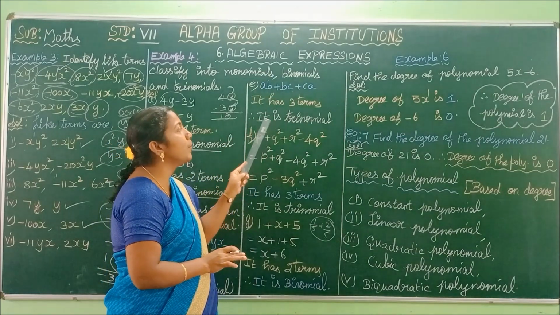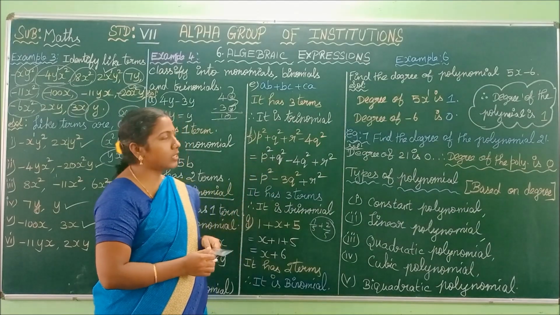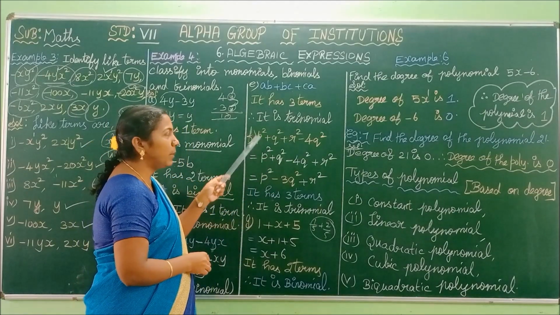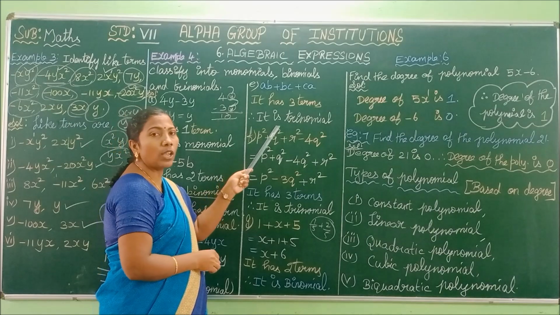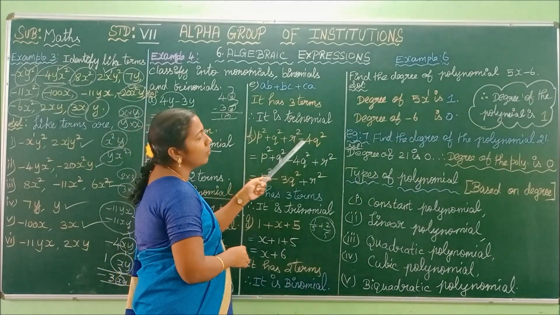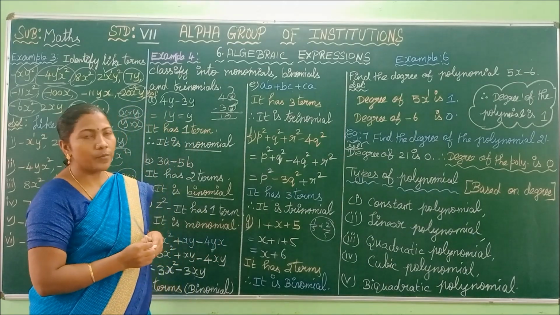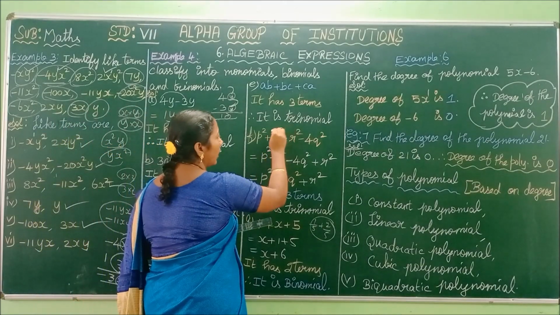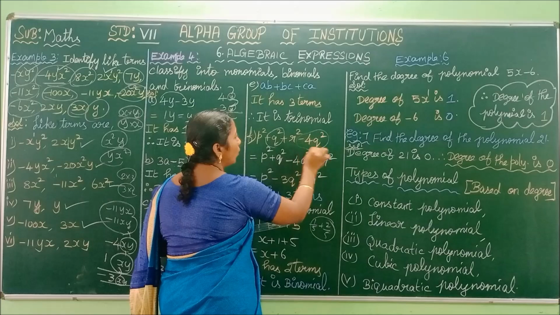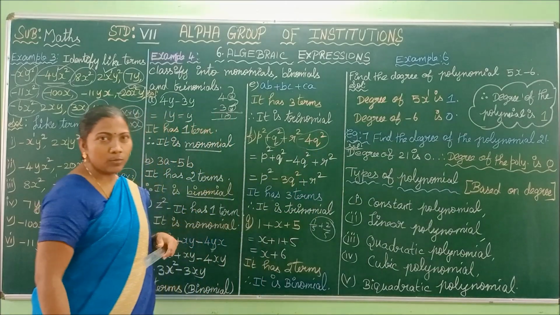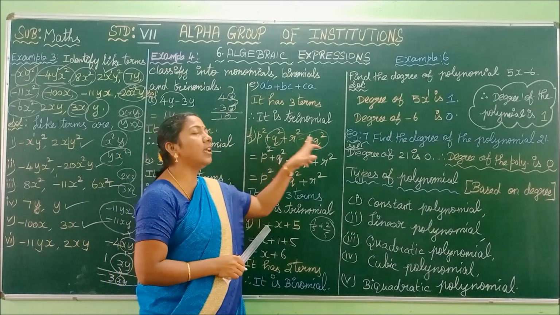We can write it as a trinomial. Okay. See the next one: P square plus Q square plus R square minus 4Q square. Do you find any like terms here? Yes. Q square and minus 4Q square are like terms. So you have to evaluate the like terms.